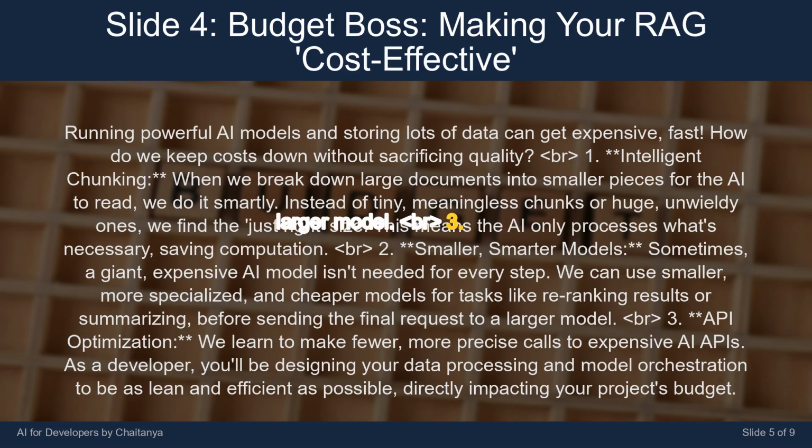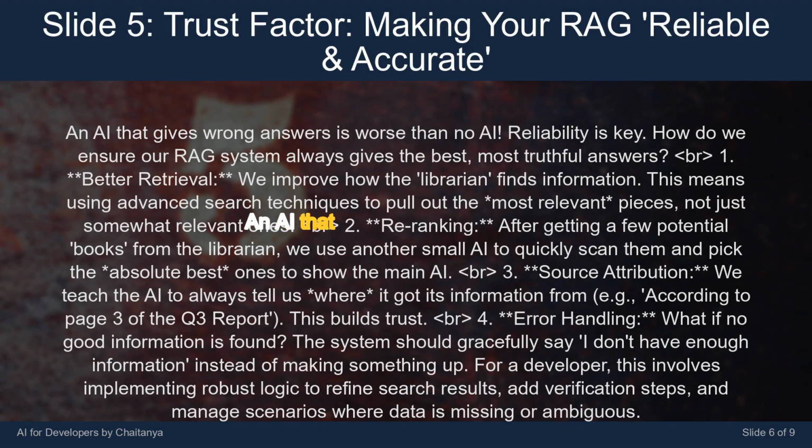3. API optimization. We learn to make fewer, more precise calls to expensive APIs. As a developer, you'll be designing your data processing and model orchestration to be as lean and efficient as possible, directly impacting your project's budget. An AI that gives wrong answers is worse than no AI. Reliability is key. How do we ensure our RAG system always gives the best, most truthful answers?